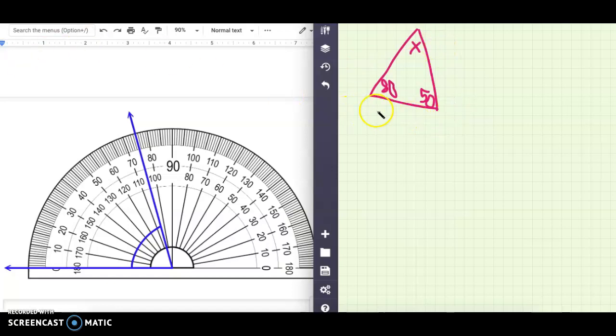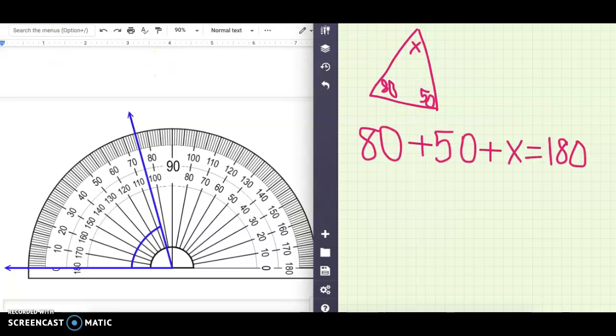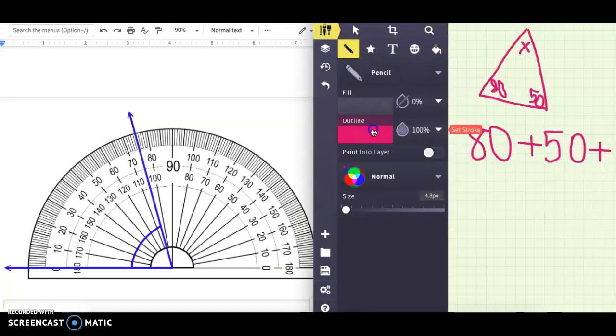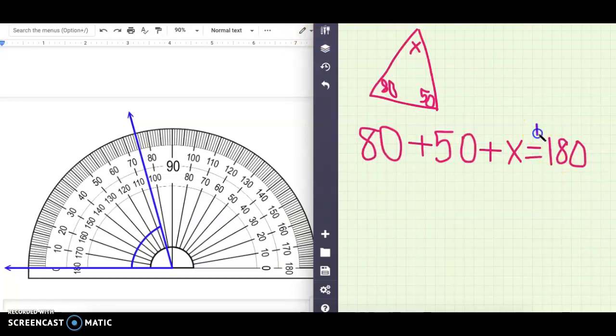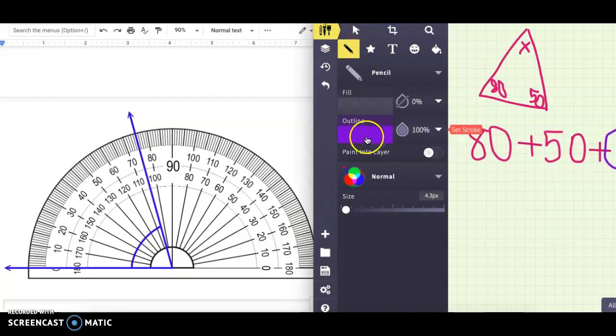So if we take a look at this triangle that I lovingly drew with the mouse, we can see we have an 80-degree angle, a 50-degree angle, and then we have x. Since I know that the angles add up to 180, I'm going to put 80 plus 50 plus x equals 180. And you can see why we have done one-step equations before we got into this. So I'm going to draw a line through my equal sign and circle my x, and then I'm going to combine my like terms. So what is 80 plus 50?